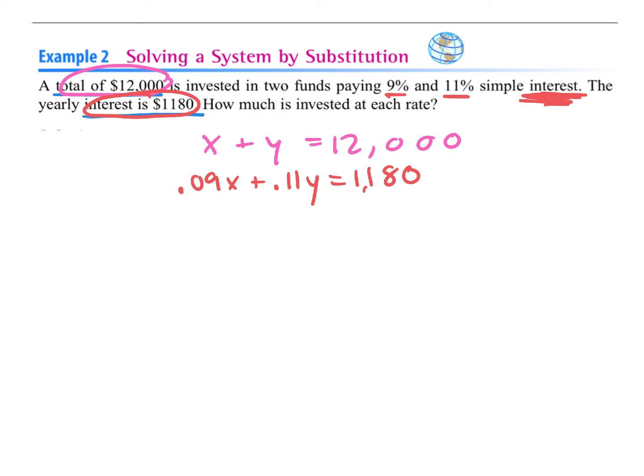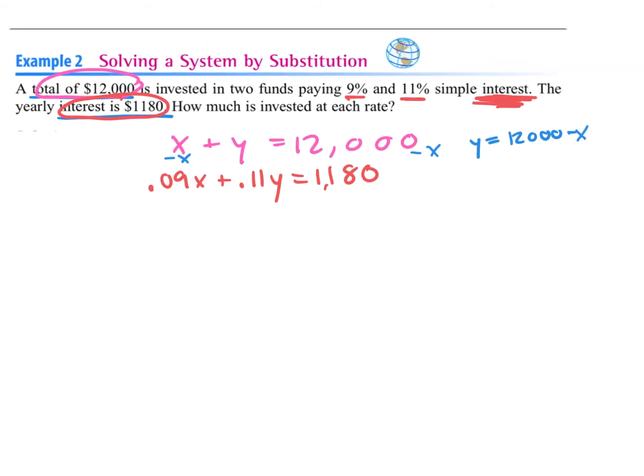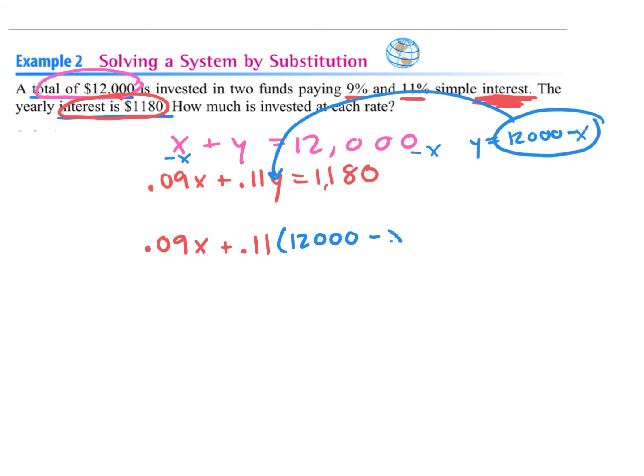So how can I solve using substitution? I can solve the first one for y, so I'm going to subtract x on both sides. So my new first equation is going to be y equals 12,000 minus x, because I subtracted x on both sides. So what do I do with that? Plug it into the bottom equation for y. So I have 0.09x plus 0.11 times (12,000 minus x) is equal to 1,180.